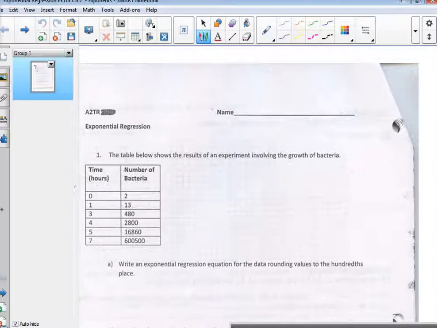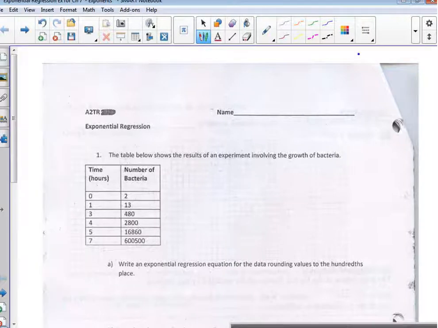Tonight we're going to look at exponential regression and how to enter that into the calculator. The example we have came from, I had to scan it in, so that's why it looks a little different, but it should work. The table below shows the results of an experiment involving the growth of bacteria. So that's what we're going to look at, time versus number of bacteria.